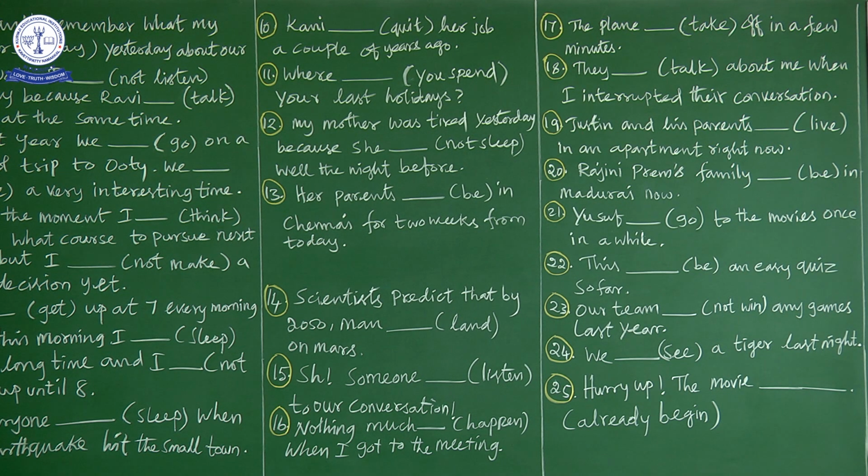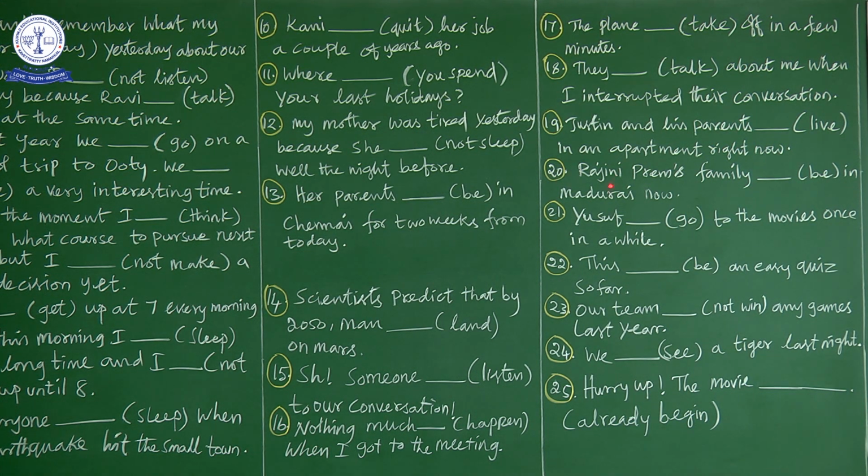So Justin and his parents are in plural form, so we have to go for are. So Justin and his parents are living. Verb plus ing, so we have to make this live into living. So Justin and his parents are living in an apartment right now.